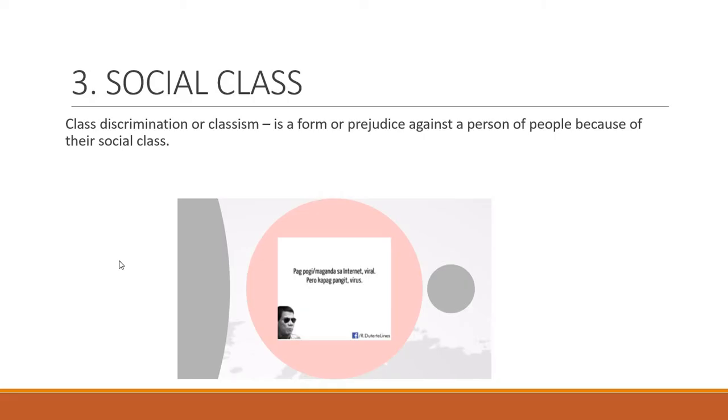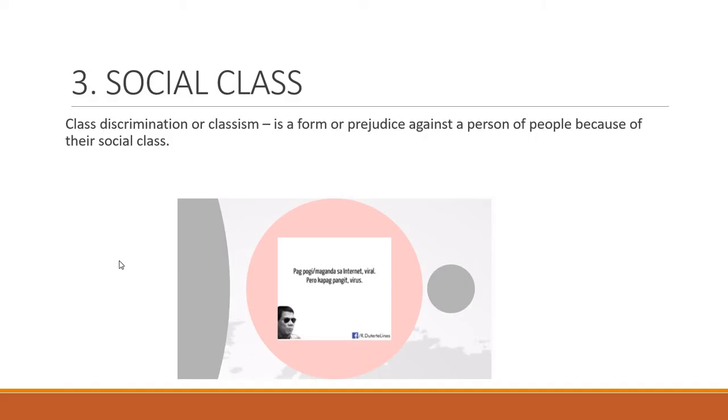Class discrimination or classism is a form of prejudice against a person or people because of their social class. So here, when someone is pogi or maganda on the internet, it's viral, but when they're pangit, it's a virus. So that is an example of social class or class discrimination.